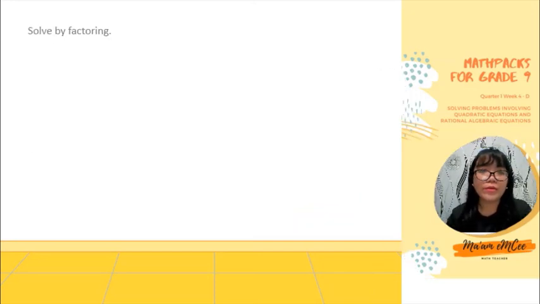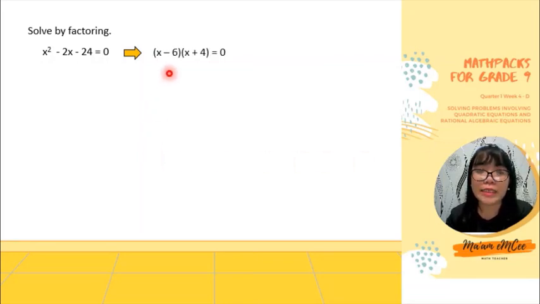So we solve by factorization. So we have x squared minus 2x minus 24 equals 0. So we factor this one. So again, the factors of x squared will be x. And then our product will be negative 24. Our sum will be negative 2. So our factors will be x minus 6 and x plus 4.